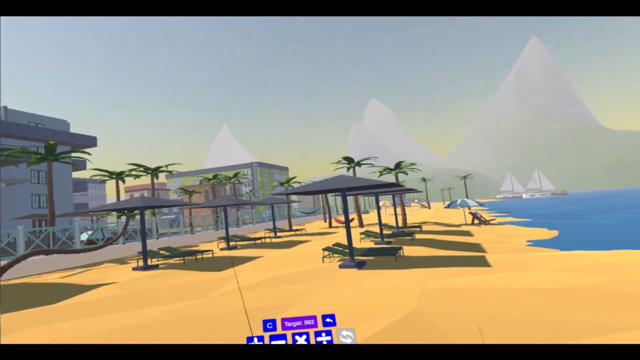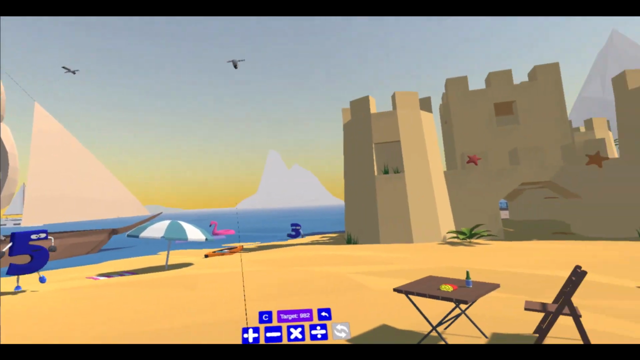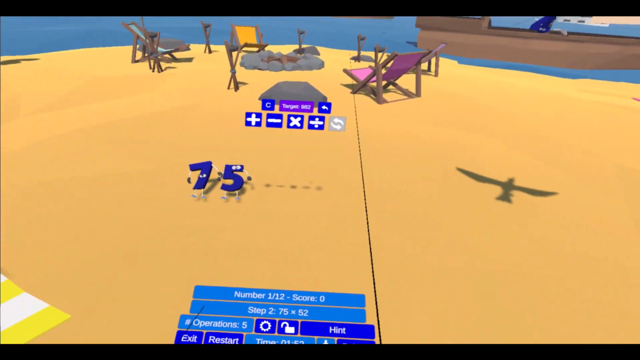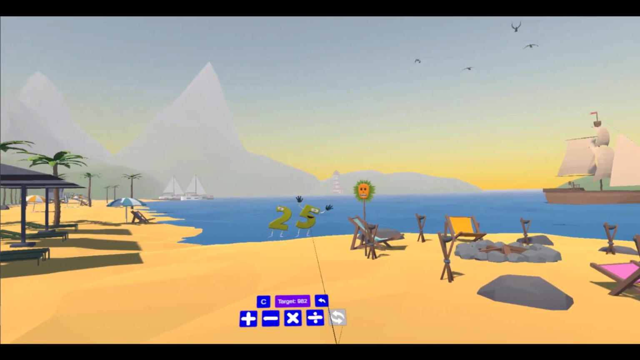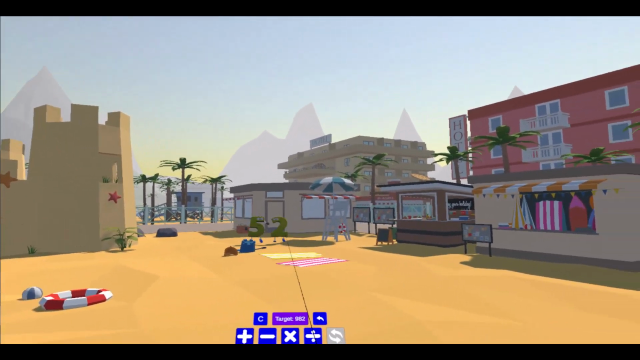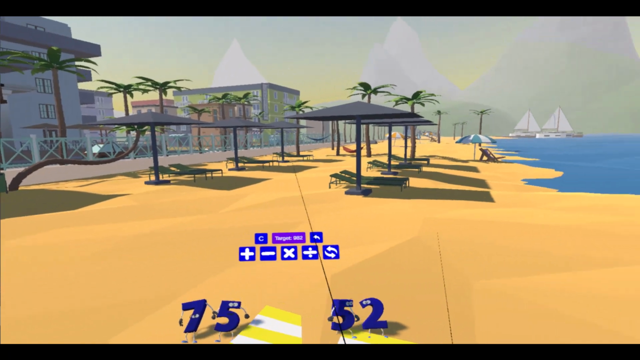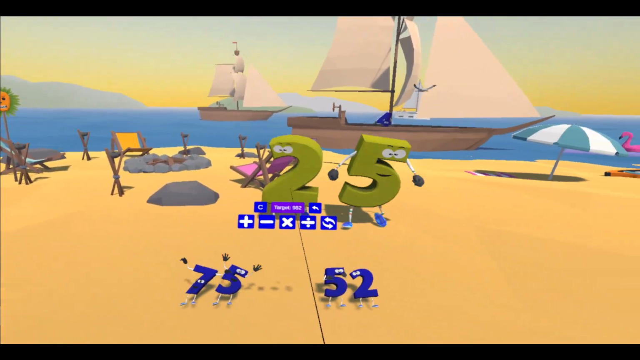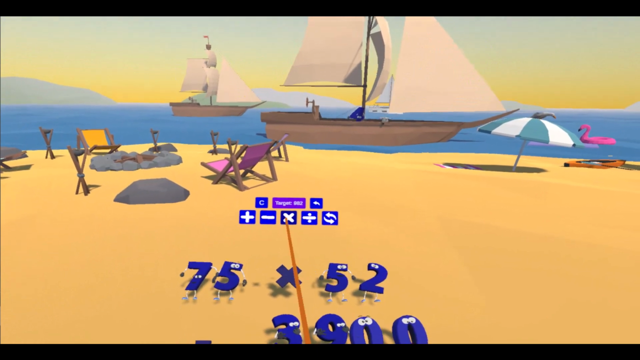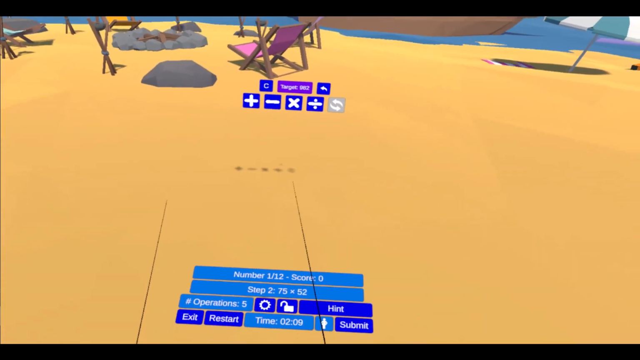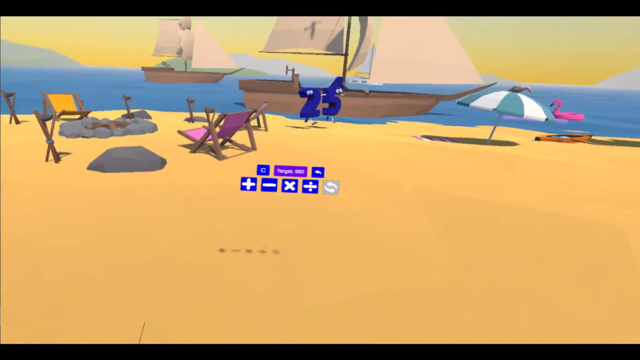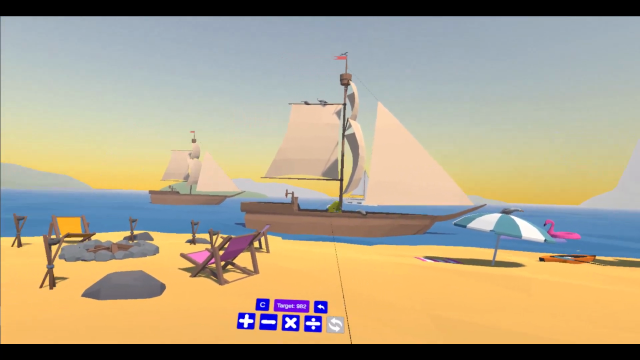Now, as you can see, if I'm playing in a hurry, I would actually, where's my 52? There it is there. 52. Okay, so this game could get quite physical. So there's my 75 times 52. Okay, and then I can go and get a hint. So it's 3 plus 25. There's my 25.